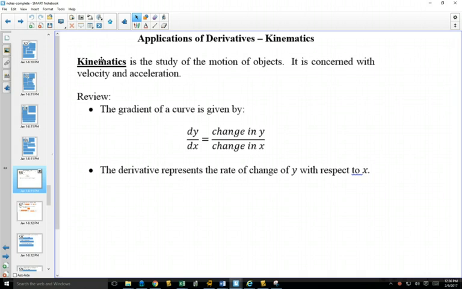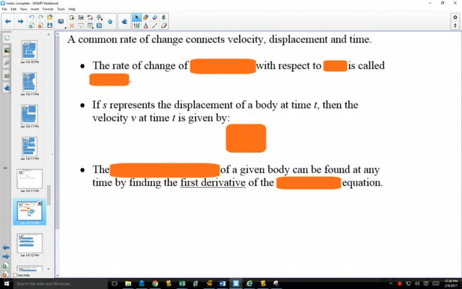So the interesting thing that comes out of this is if we can make a function that shows the distance traveled, if we take the derivative of that function, we'll get our velocity. So the rate of change of displacement with respect to time, that's velocity.